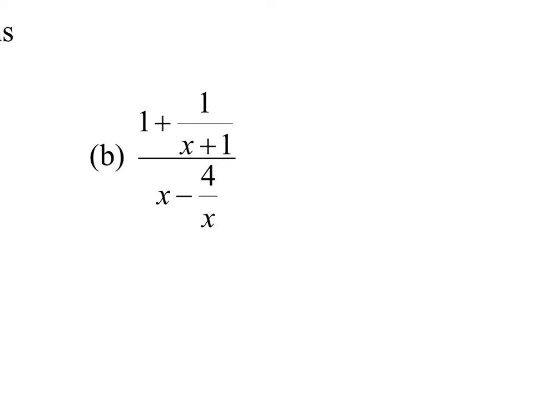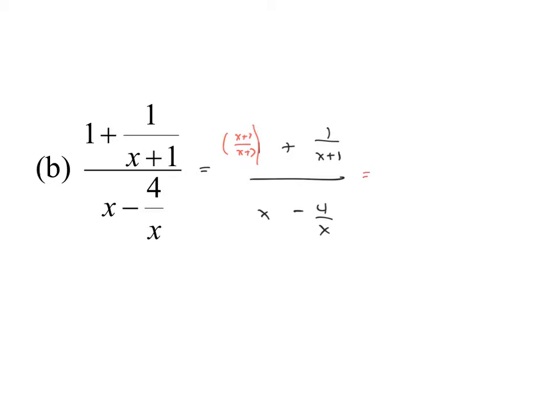If I were to do that strategy, let me rewrite this. So I have equals, and I have the 1 plus 1 over x plus 1 all over x minus 4 over x. Think about just working with that numerator. I'm literally just working on the top. All I'm caring about is the 1 plus 1 over x plus 1. So what I'd do is multiply this first term times x plus 1 over x plus 1. That's going to give me a common denominator. So I'd have x plus 1 over x plus 1 plus 1 over x plus 1.